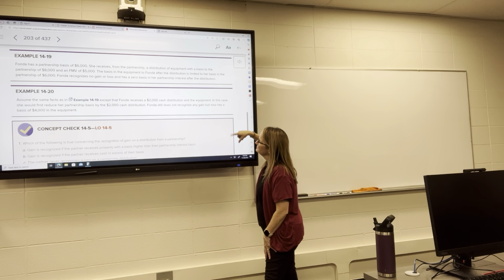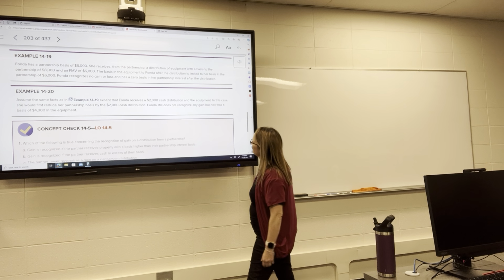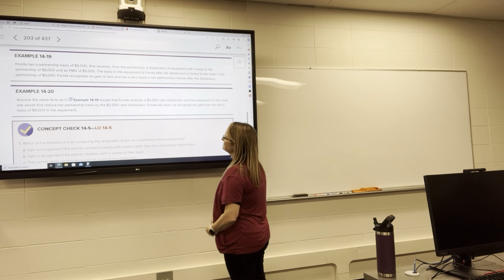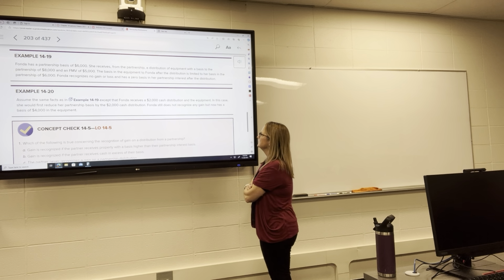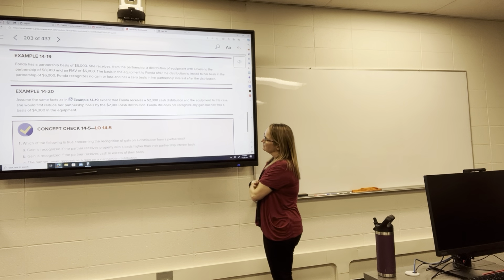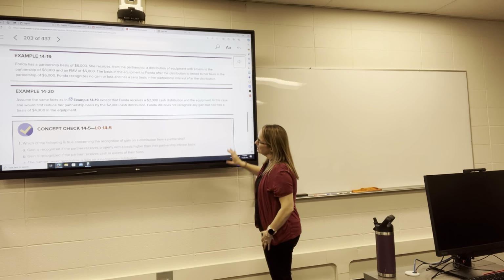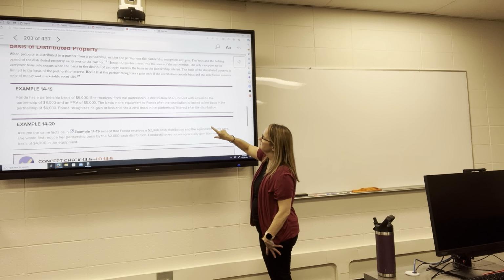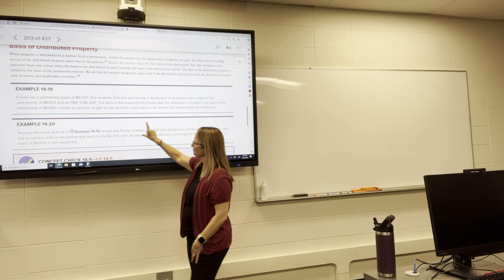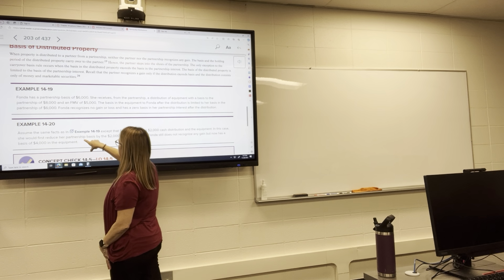Same facts, Fonda receives a $2,000 cash distribution and the equipment. So in this case, she's going to first reduce her partnership basis by the $2,000 cash distribution, that comes first. She still does not recognize any gain, but now she has a basis of $4,000 in the equipment. So the basis from the partnership just transfers over to the equipment in this case.